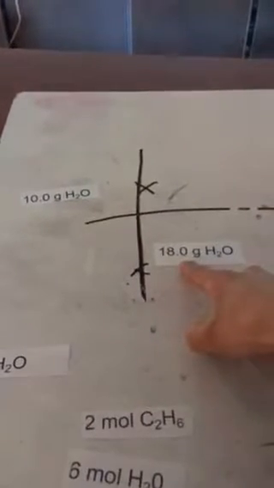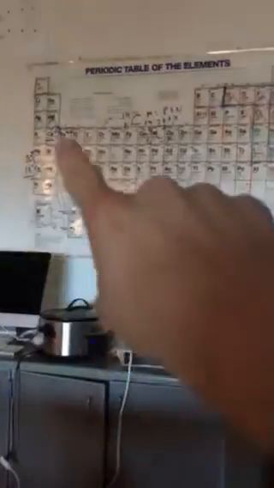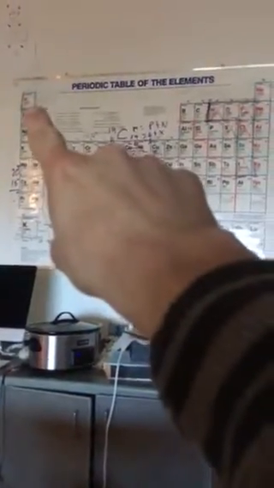So the way I got that was I looked at the periodic table of elements, and I looked at H right there, and it has a molar mass of 1, and then O has a molar mass of 16. I have 2 H's, so therefore I have 2 plus 16 is going to give me 18, right? So that's going to cross these two units off. Remember, it's not going to cancel off the numbers. It's only going to cancel off the units, so grams of H2O.